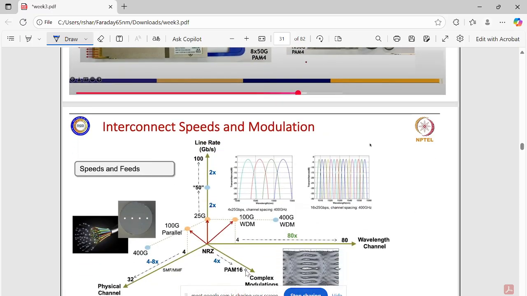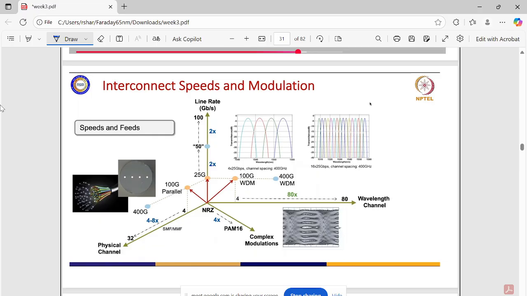So the interconnect speed and modulation. We can encode more rather than having the voltage level 0 and 1, carrying 2 bits in every clock cycle. So we increase the data rate per clock cycle itself, rather than clocking data at 25 gigabits per second, we will get 50 gigabits.